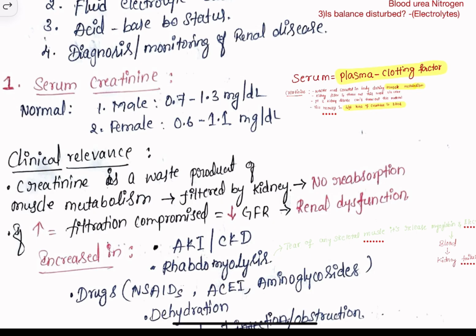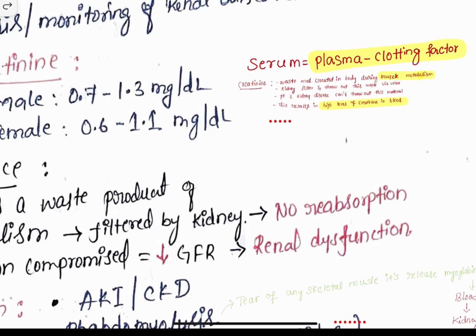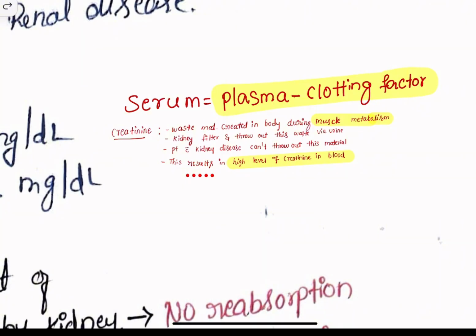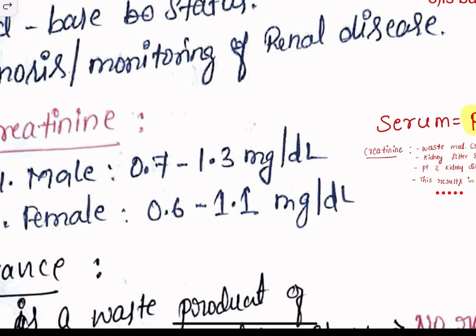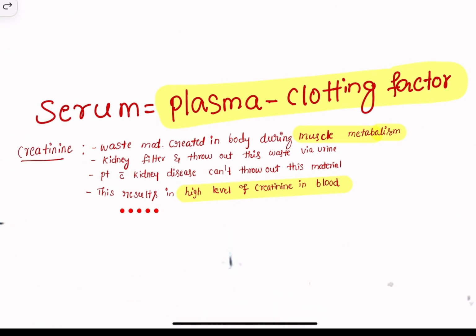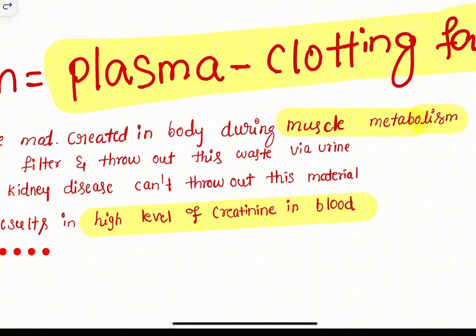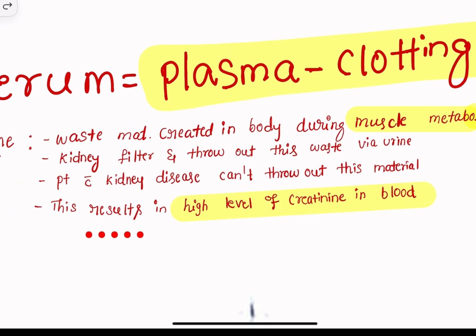So the first thing we need to look at is the serum creatinine level. First, what is serum? Serum is the fluid present in our blood. In blood, plasma minus the clotting factors, the remaining fluid is serum. So we are looking at the creatinine in the serum. What actually is creatinine, and how is it made? It is a waste material created in the body during muscle metabolism or any exercise. The kidney filters it and throws this waste out through urine.